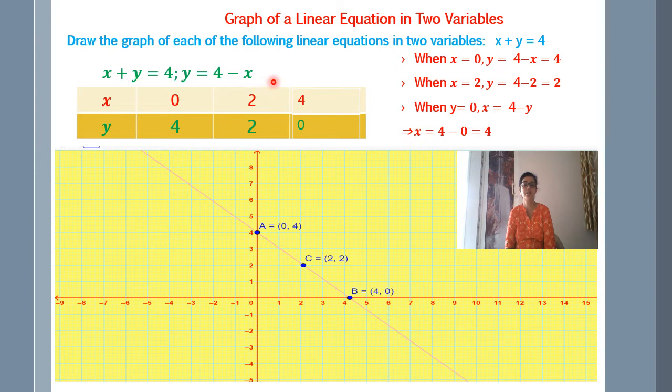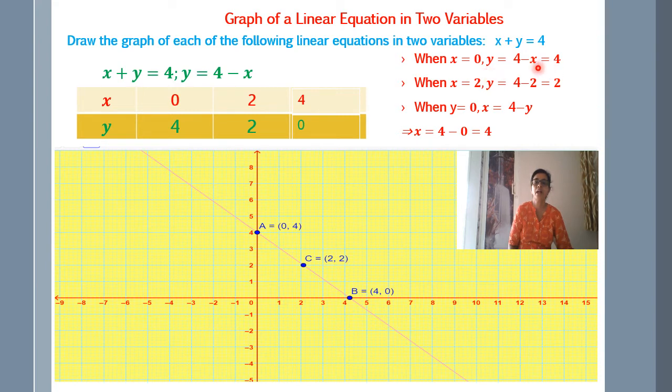Then what is the third step? I told you to use 0. Once take x is equal to 0 and the second time take y is equal to 0. So this I have done in the first column and in the third column. In the first column I have taken x is equal to 0. So I have just replaced this 0 in the place of x in the second equation. I told you to write the equation in the form of y.